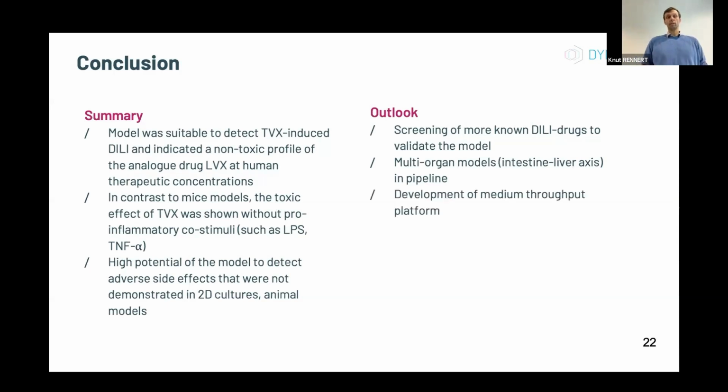And we are currently also working on the development of medium throughput platform, as we know that our chip is currently only in a low throughput form, but for drug screening and pharma companies, they need much higher throughput. So here we are also working on further developments.